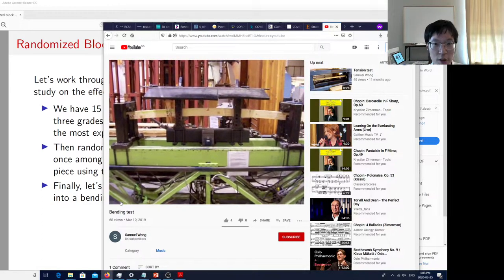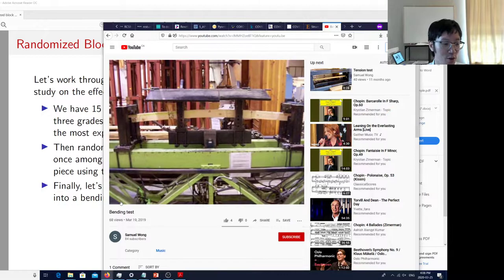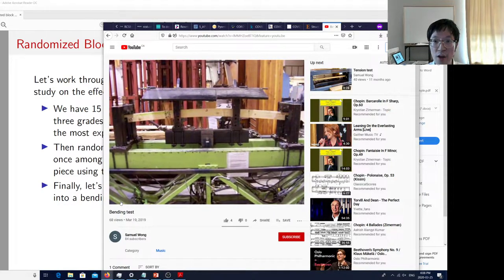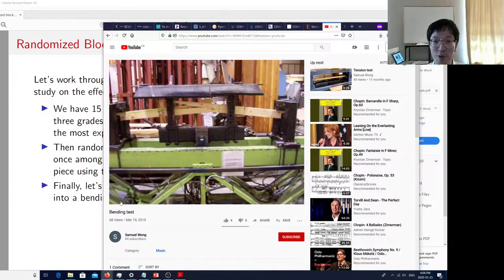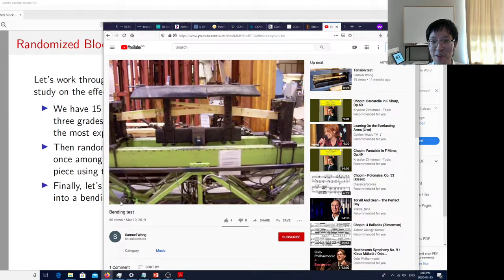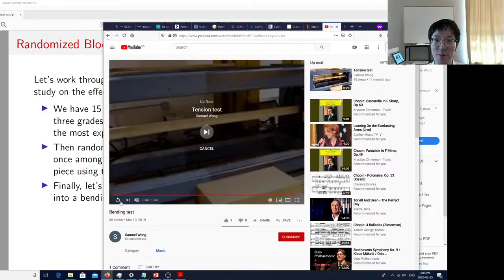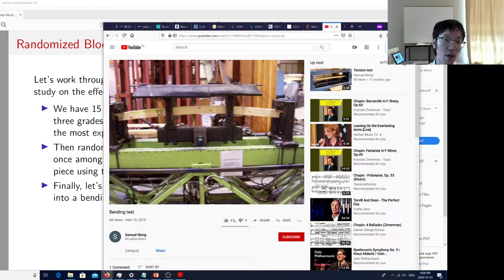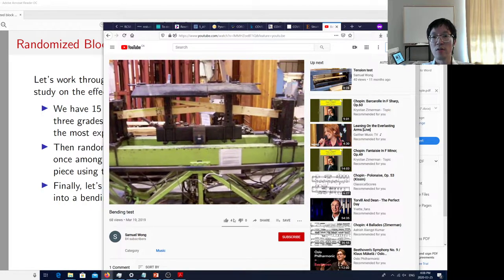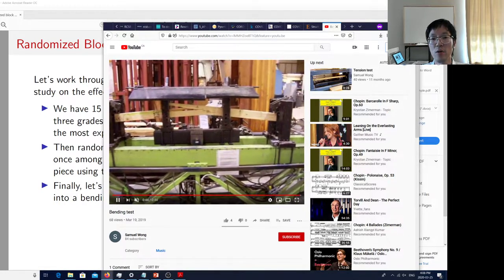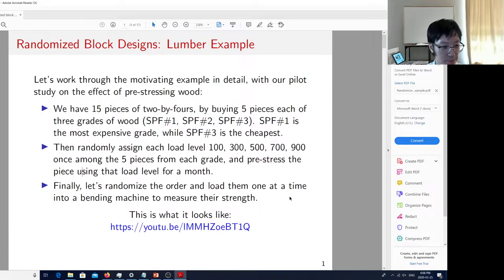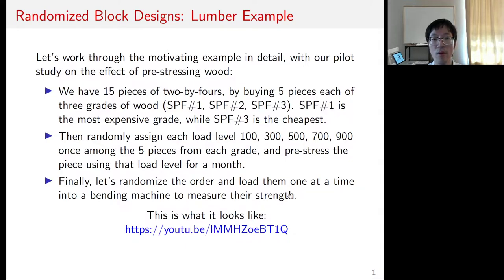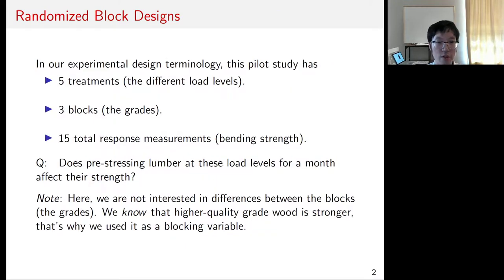And you could also see that you don't need super high tech computers to run this kind of experiment. You see a computer from the 2000s sitting there, that's running this machine. Okay, and so at the end there, you saw that the piece snapped. So the strength of the piece was whatever load was being applied right at the moment when it snapped. Okay, so that's the experiment.